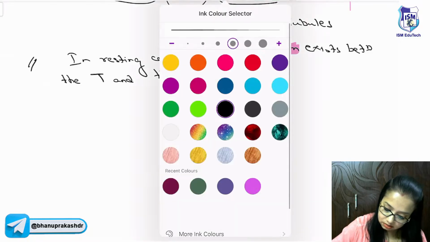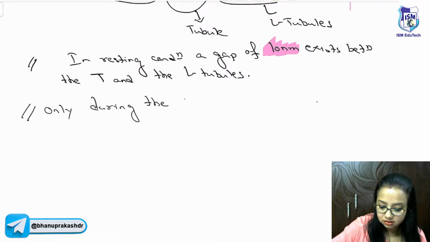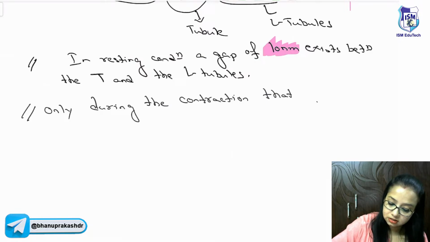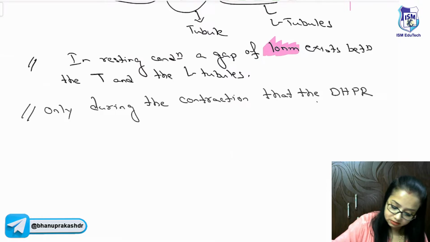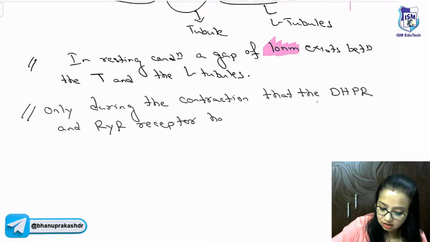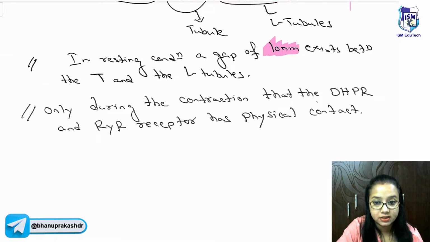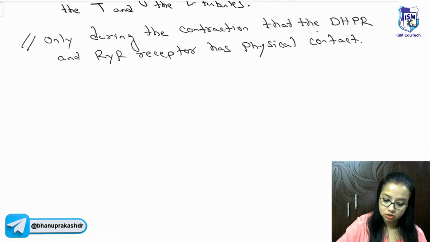It is only during the contraction that the dihydropyridine receptor and the ryanodine receptor have physical contact. They come so close to each other that the gap of 10 nanometers is no more.